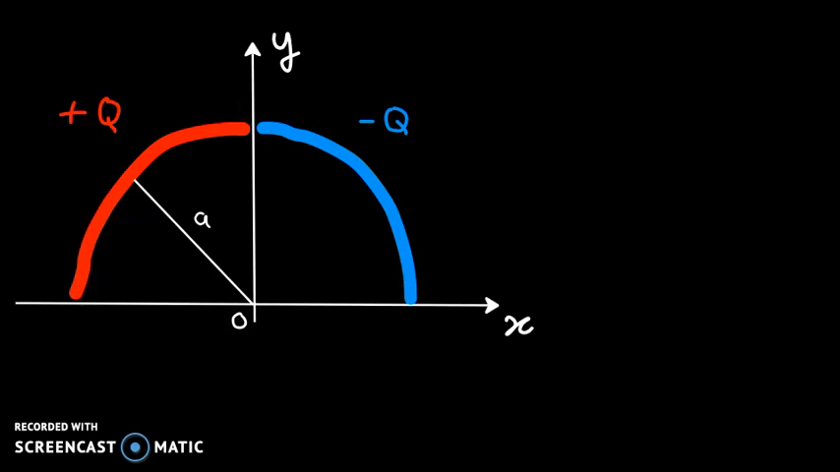In this problem, we have a semicircle of radius a with positive charge on the left half and negative charge on the right half of the semicircle, and we'd like to calculate the electric field vector at the origin. First, I'm going to calculate the electric field vector due to the negative charge distribution. Then I'll calculate the electric field due to the positive charge distribution and add the two electric field vectors together.